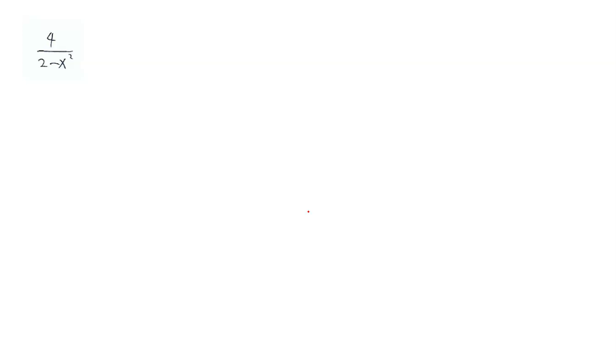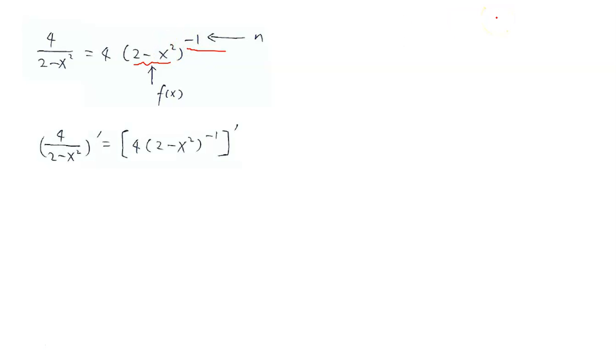4 over 2 minus x squared. Now, although it's not directly written as an exponential form, we can use the exponential rule to rewrite this into 4 times (2 minus x squared) to the power of minus 1. So once again, you can see the base is not x only, and then there's a power of -1, so we can use the chain rule. But before we use the chain rule, we need to do some tidy up. Firstly, we write 4 over 2 minus x squared as 4 times (2 minus x squared) to the power of -1. You must write as exponential form.